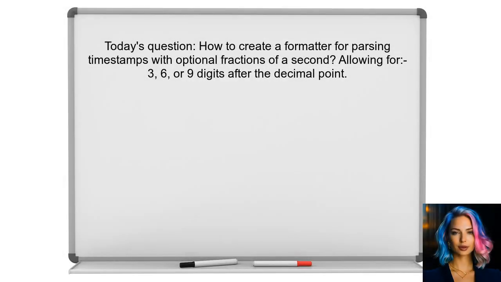Here's the specific question we're addressing today. One user asked how to create a formatter for parsing timestamps with optional fractions of a second, specifically allowing for 3, 6, or 9 digits after the decimal point. Sound familiar? Let's explore this together.